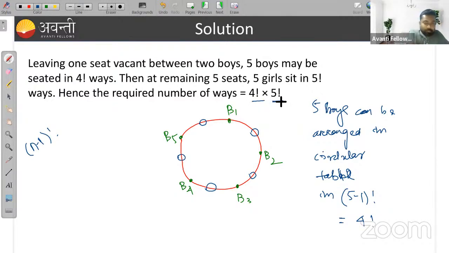Is that clear to everyone? 4 factorial into 5 factorial is the answer. Is that clear to everyone? Guys, please respond in the chat box.